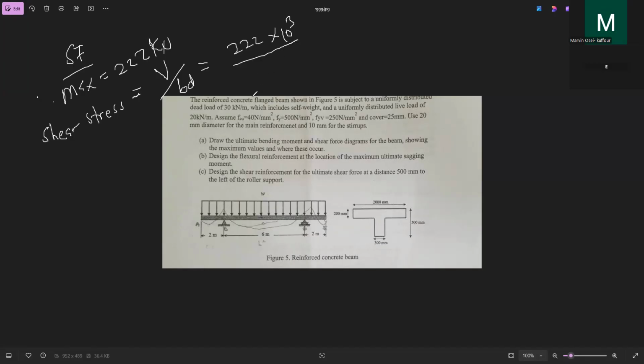So what was the breadth of the beam? It was 200. So 200 by, and the depth was 500. But no, not 500. This D is the effective depth. So it was 455.